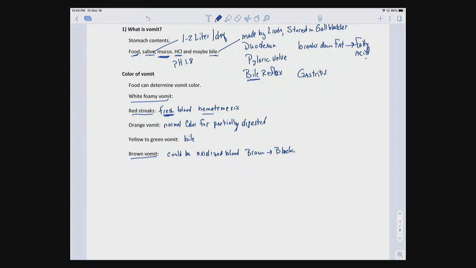Now, one of the things that you want to look for if the vomit is a black to brown look is to look at the texture. Because if it is, in fact, digested blood, then this brown to black vomit is going to look like coffee grounds. In fact, medically, it would be called coffee ground emesis.